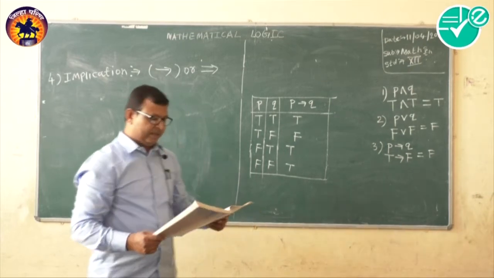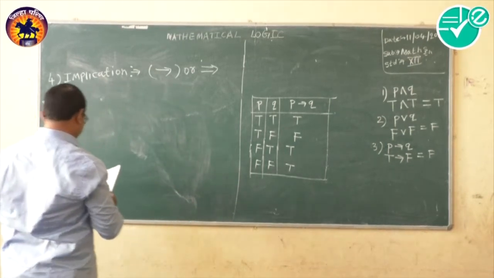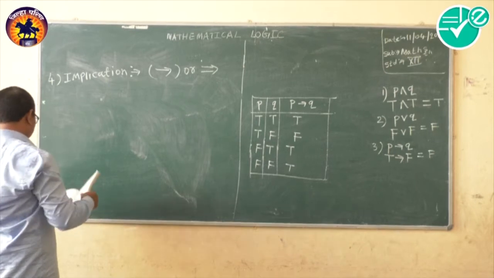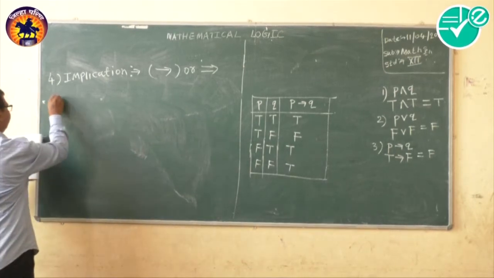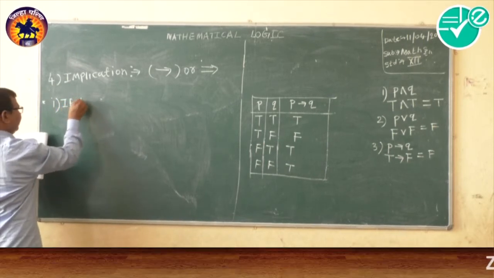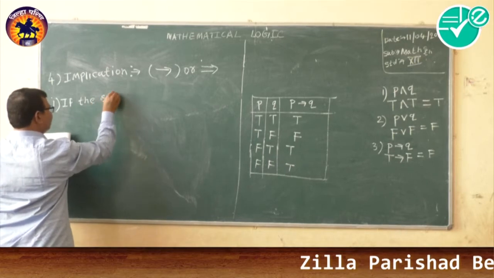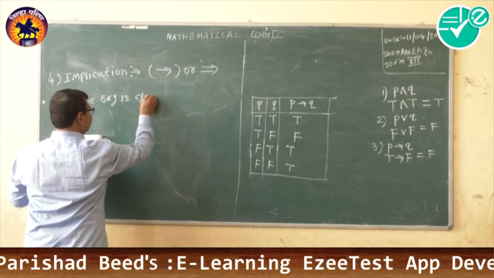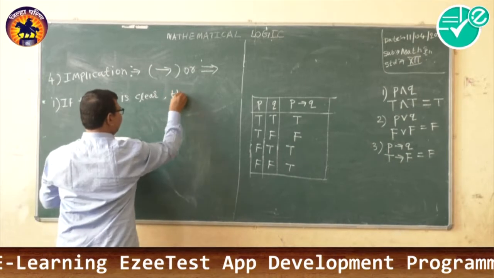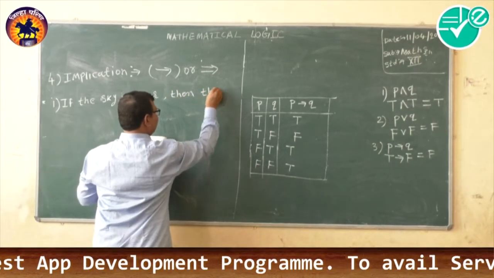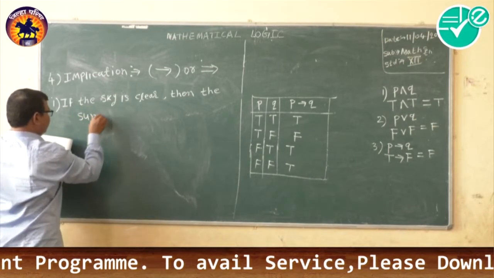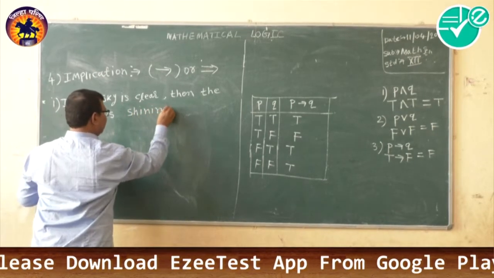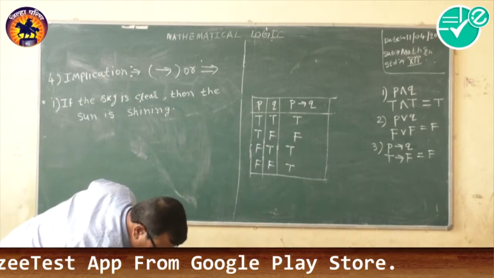We will see some examples on this. Suppose the example is: if the sky is clear, then the sun is shining.